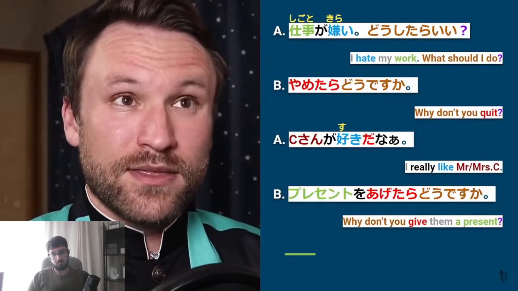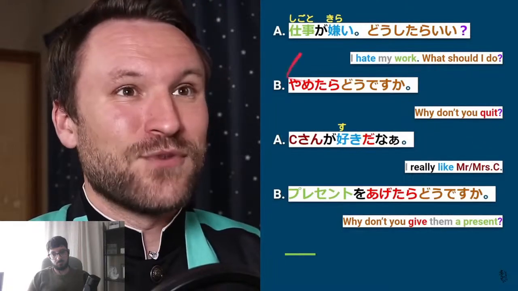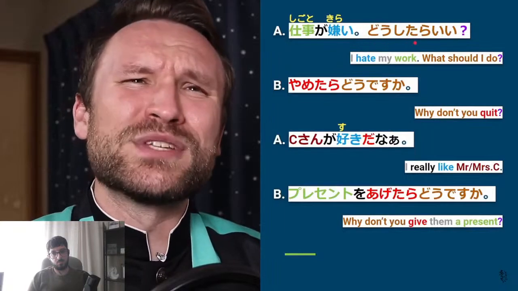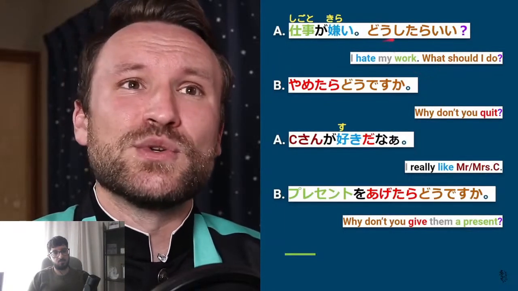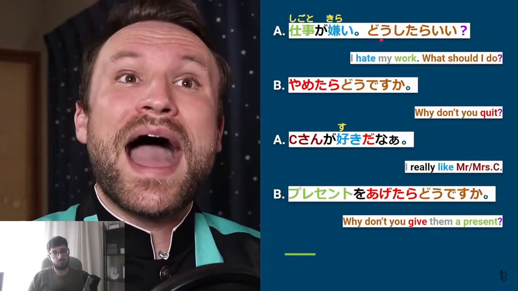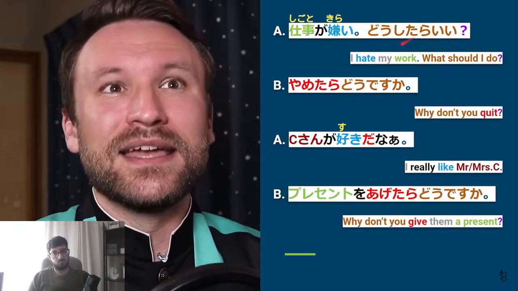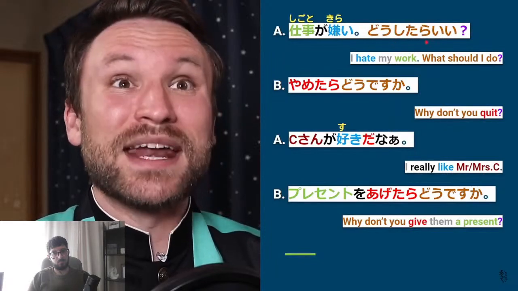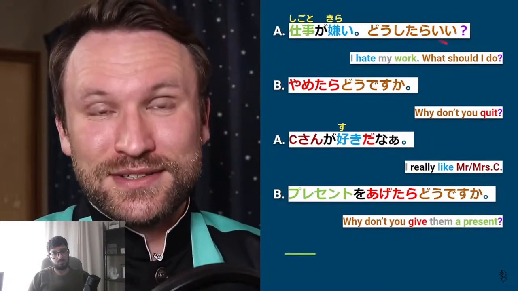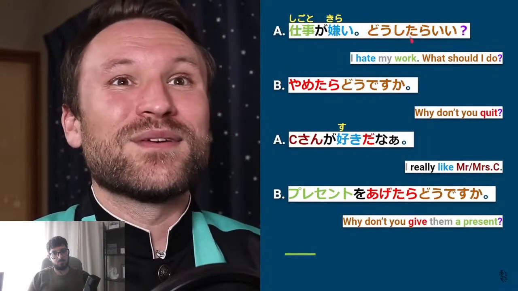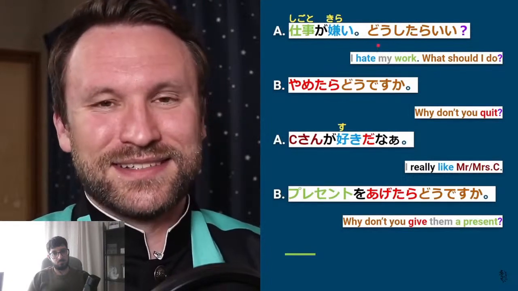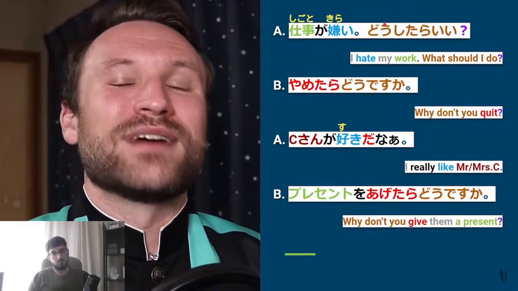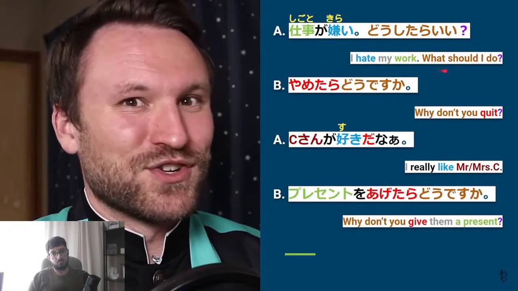So I figured I should have some back and forth here. 仕事が嫌い. I hate my work. どうしたらいい? What should I do? So here's that どう again, how or what. したらいい is the if of する: したら, if do, いい, good. So what would be good if I did it is what this literally translates to. Better English, of course, is "What should I do?"